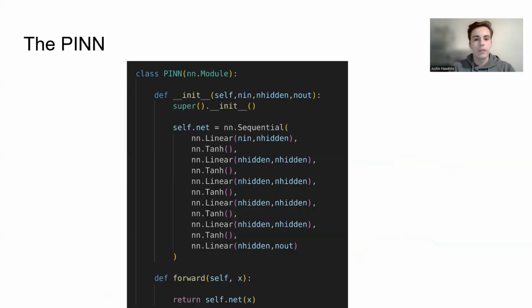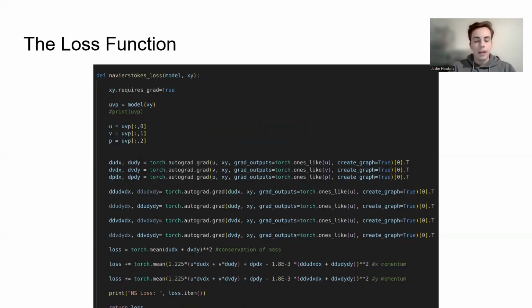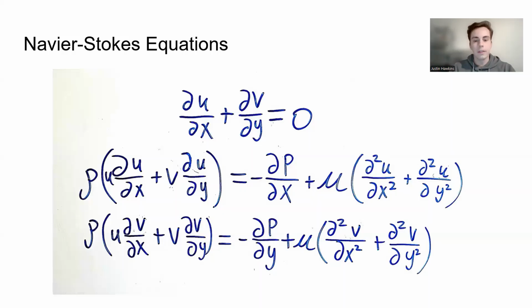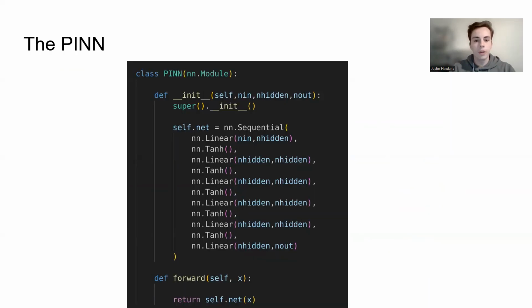Here's the actual PINN itself. It's actually pretty simple, and most of the effort went into programming the loss functions for this. And here is my Navier-Stokes loss function. You can pause it and look it over if you like, but it's exactly these equations that I showed you before. Just code it up.